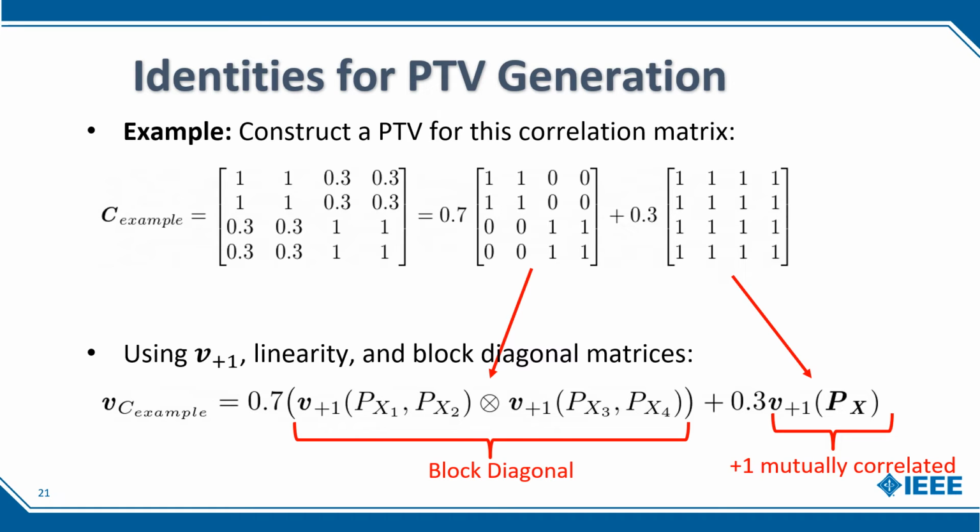Now we'll see an example of both PTV generation identities being used to form a PTV for a relatively complex correlation matrix. First, observe how the matrix in the upper left can be written as a linear combination of matrices containing only ones and zeros. The left one is a block diagonal correlation matrix, while the right one represents mutual correlation with SCC equals 1. This allows us to write the final PTV by performing the tensor product on two smaller 2x2 fully correlated PTVs, and computing its linear combination with a full 4x4 fully correlated PTV.